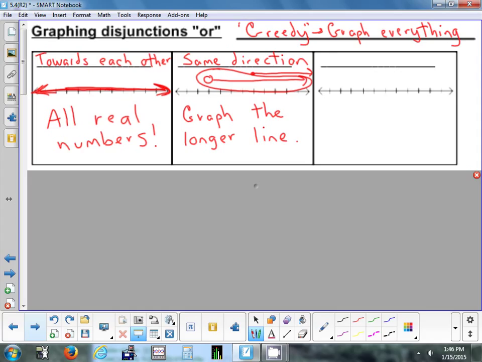Then the last situation, when we look at it, and our lines are going to go in opposite directions. So let's say we had something like this, going that way, and something here going this way. In that situation, I would graph both lines. Remember, I'm greedy. I want to graph both lines.